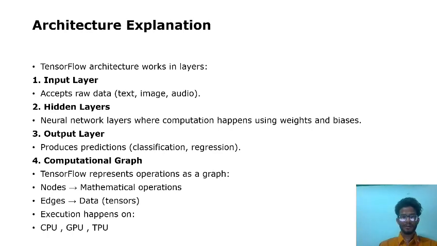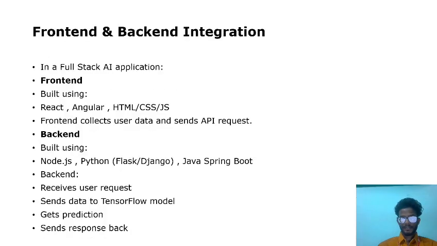Then the computational graph. TensorFlow represents operations as a graph with nodes and edges. What is the purpose of nodes here? Nodes are nothing but mathematical operations, while edges are nothing but data, like tensors. Execution happens on CPU, GPU, TPUs. These are three different options that can be used to execute the models.